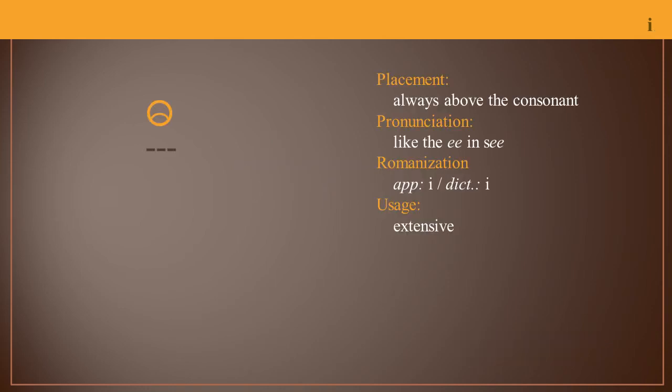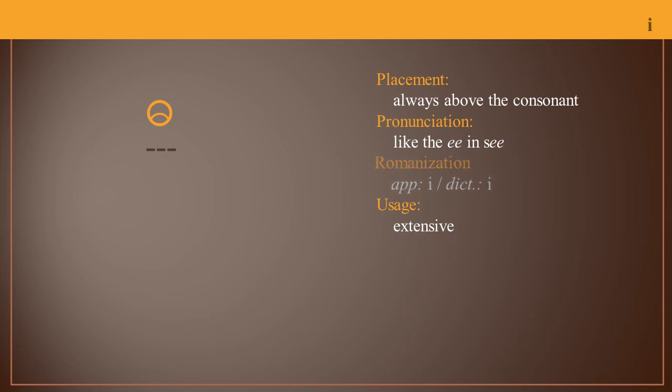Now let's move to the second vowel. You'll see it looks almost identical. There's one extra line included in here, but its placement is just the same. You'll always find it directly above the consonant. The pronunciation is the same, but in this case, it's a low tone. It is not cut short, so it sounds like E, E.